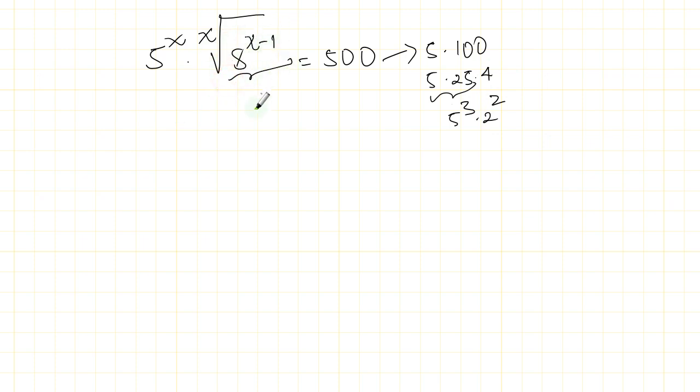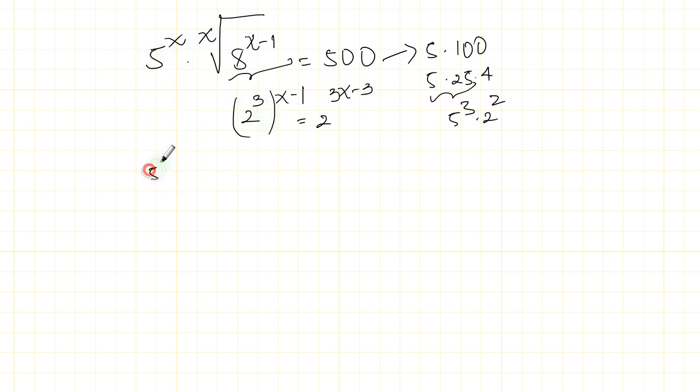Let's work on this first. 8 to the x minus 1, this is 8, is 2 to the 3, right? It's 3, which multiplies then x minus 1. So this is going to be 2 to the power of 3x minus 3, right? So we can now rewrite this.